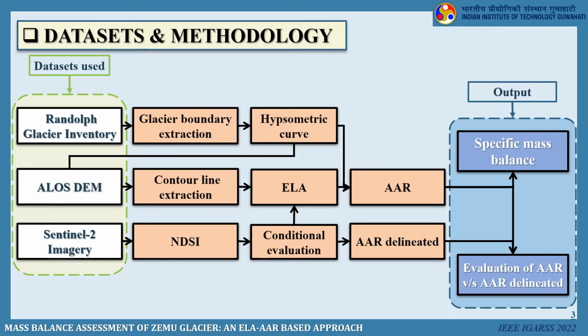The datasets used for the present study are the Randolph Glacier Inventory for the glacial boundary extraction, ALOS-DEM for control line extraction and the generation of the hypsometric curve, and Sentinel-2 imagery for the mapping of the glacier. Here, the AAR was estimated manually through manual delineation and also by using the hypsometric curve and ELA. So after following these steps, these are the outputs obtained through this methodology.